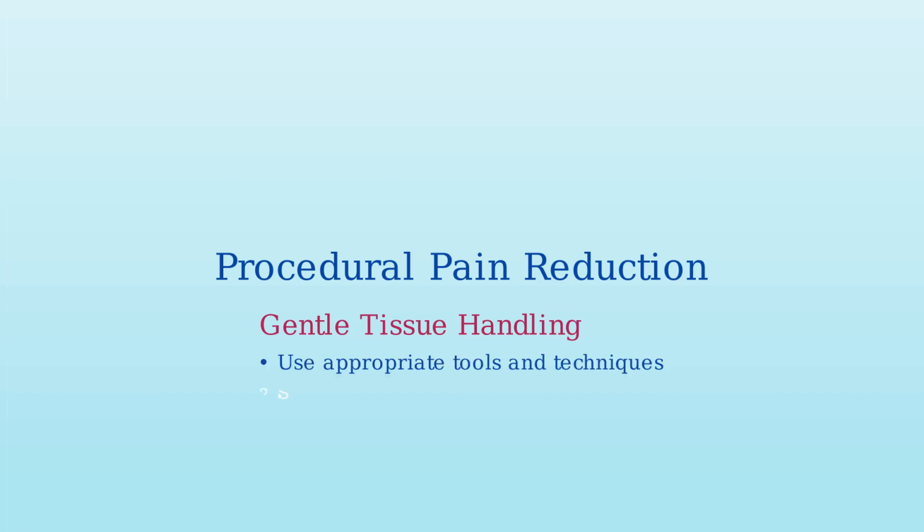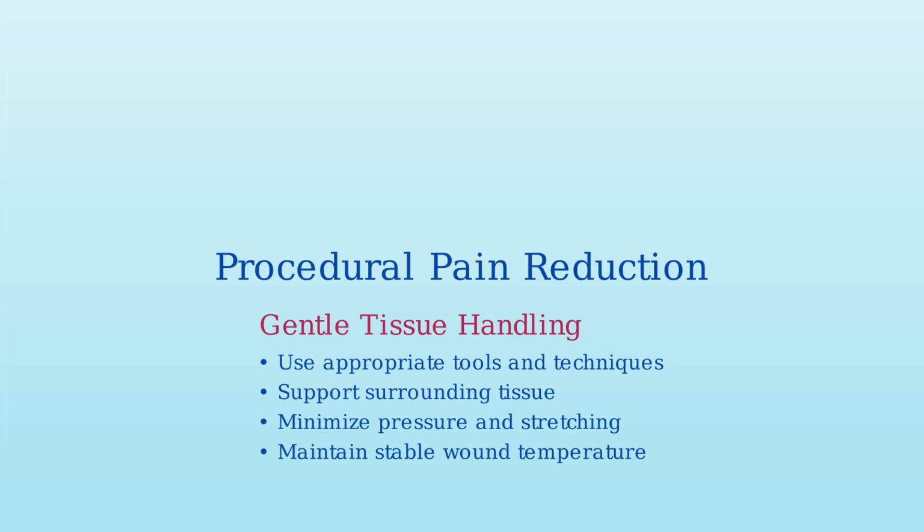Procedural techniques focus on minimizing pain during wound care through gentle handling, appropriate dressing selection, and proper removal techniques. Gentle tissue handling involves using appropriate tools and techniques, supporting surrounding tissue, minimizing pressure, and maintaining stable wound temperature. Appropriate dressing selection can significantly reduce pain. Consider non-adherent contact layers, silicone-based dressings, hydrogels for dry wounds, and avoid adhesives on fragile skin.